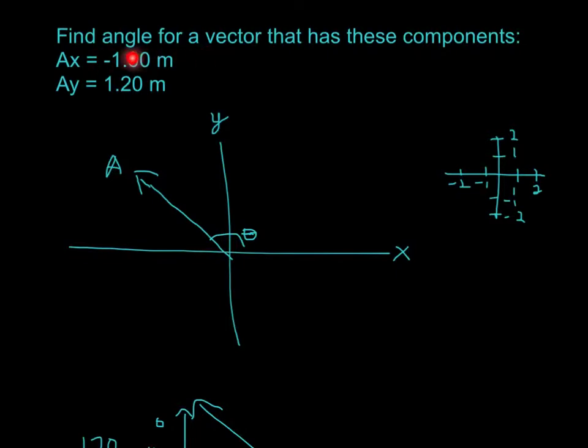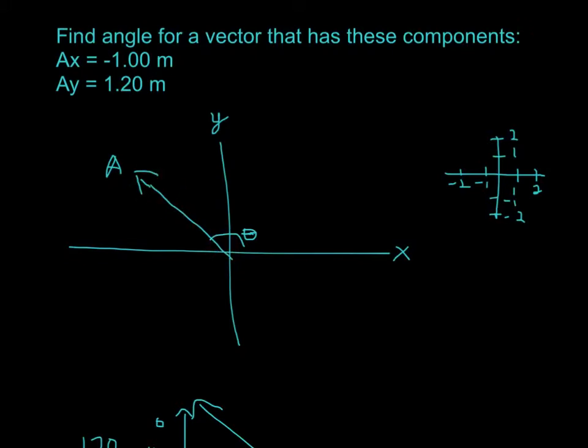So the x component is negative. So we look at the x-axis, and on this side it's negative, so the x component is going to be right here. And the y component is positive, and that's right here. So the y component is here, and the x component is here. That means the vector has to be here, so I drew it like this.